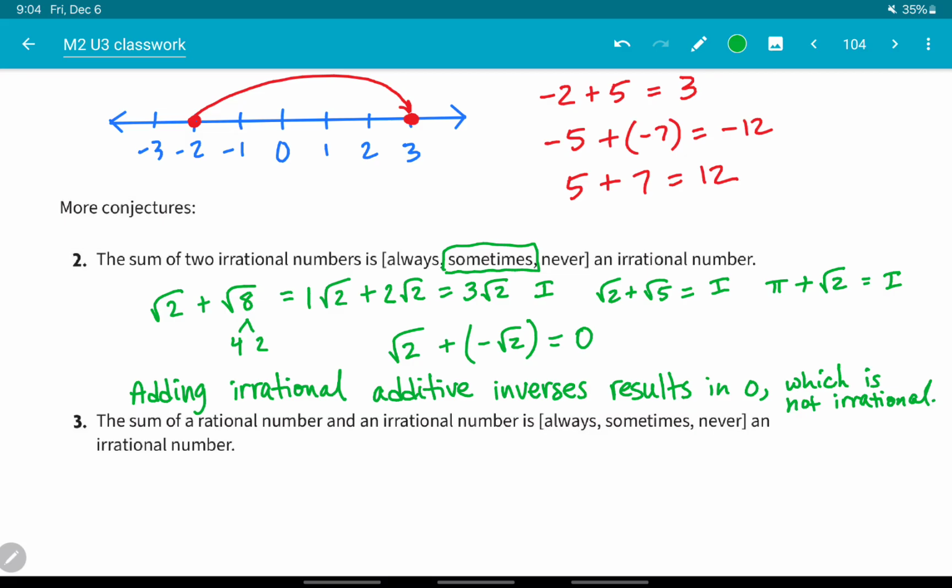Adding irrational additive inverses, this is an additive inverse, positive square root 2 and negative square root 2, results in 0, which is not irrational.